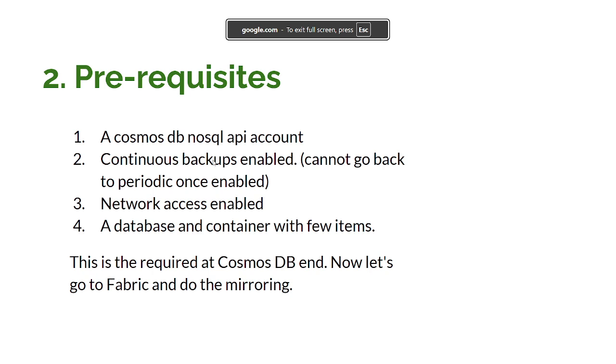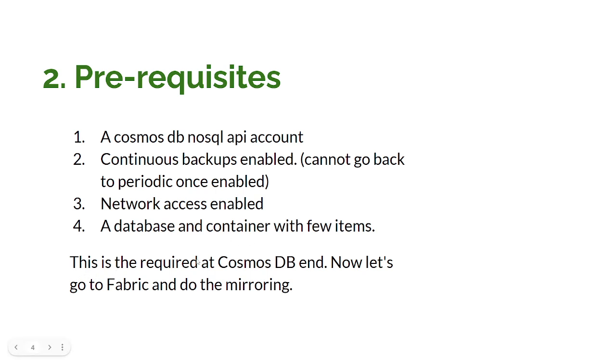So in the prerequisite section, the first one is you need a Cosmos DB NoSQL API account to perform the mirroring on the source side. And then you need to enable your backup mode to continuous backups in Cosmos DB. If you enable the continuous backup, you cannot go back again to periodic backup. So make sure you enable the continuous backups in the Microsoft Cosmos DB page, and then you have your public access enabled on your Cosmos DB. And the last one, a database and a container with a few items available in your Cosmos DB container.